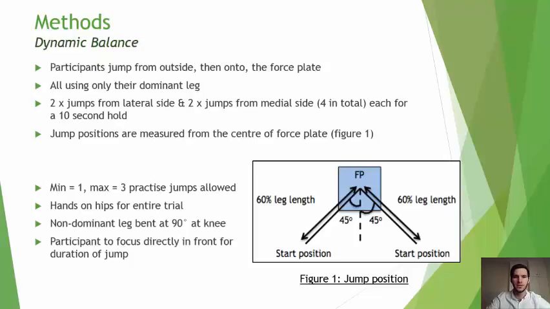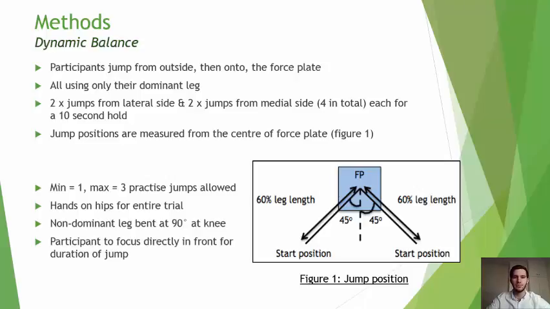For the dynamic balance, participants jumped from outside and then onto the force plate, once again all using their dominant legs. They completed 2 jumps from the lateral side and 2 jumps from the medial side, totaling 4 jumps all up. Each jump had to be held for 10 seconds after landing.